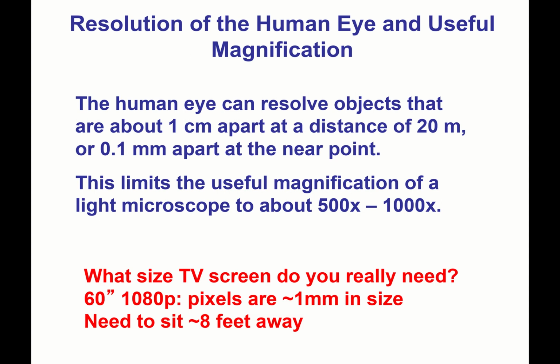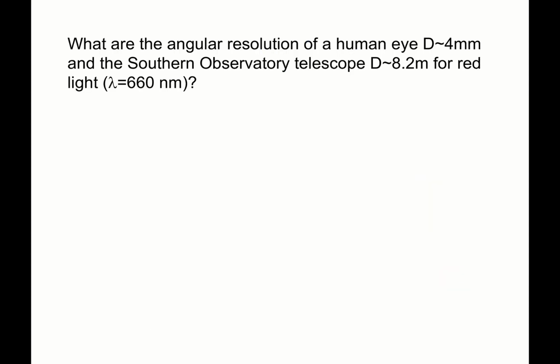Another question is, what size of TV screen do you really need? You can get a 60-inch or 72-inch TV. For a 60-inch 1080p TV, the pixels are about a millimeter in size. And so if you're a foot away, you can see 1/10 of a millimeter. If you're very close to the screen, you can see the picture broken up into all the little individual squares, which doesn't look very great. You actually need to sit about 8 feet away in order not to be bothered by the size of the pixels.